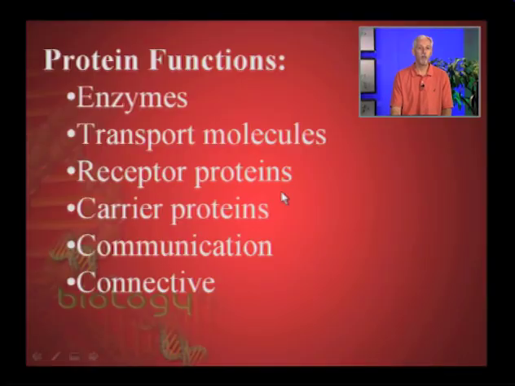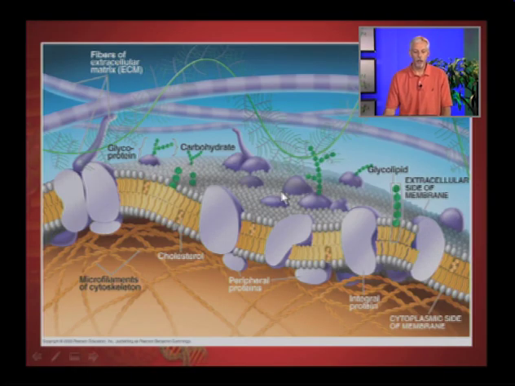And then a lot of proteins are connective. They connect cells to cells, tissues to tissues, bone to bone, muscle to bone. All of these kinds of things would be examples of connective proteins. And so in the extracellular matrix outside of our cells, there are a number of different connective proteins that we find there, again, connecting things together. Collagen is an abundant protein in our body, and it's an important connective protein, for example.